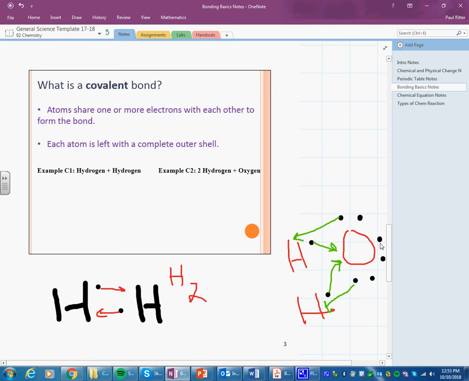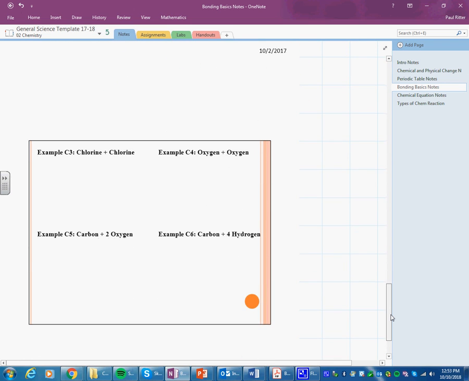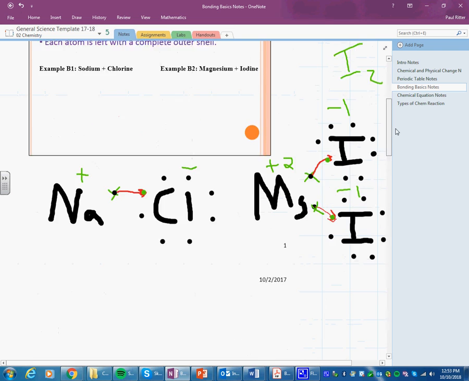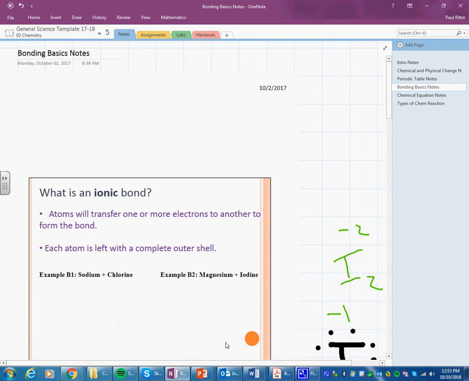So now we go 1, 2, 3, 4, 5, 6, share 7, share 8. Oxygen's happy. 1, 2. Hydrogen's happy. 1, 2. Hydrogen happy. And we have H2O. That would be written H2O. And that's how you do it. Pretty simple. So you guys can work on other examples. I'll just stop right there for right now. And that's bonding basics.